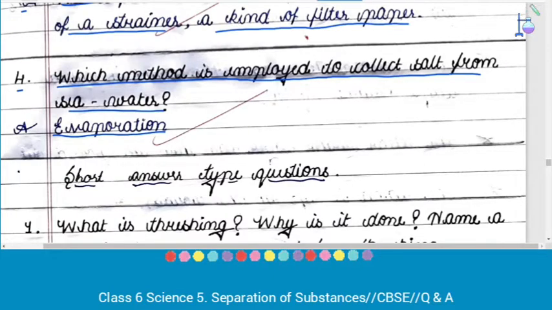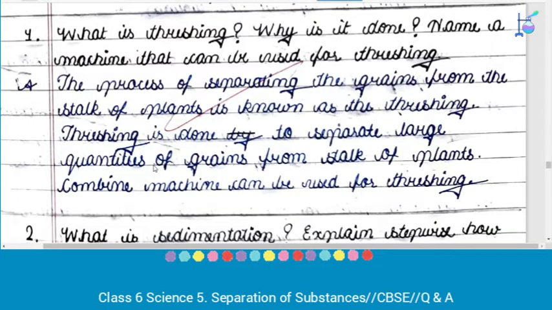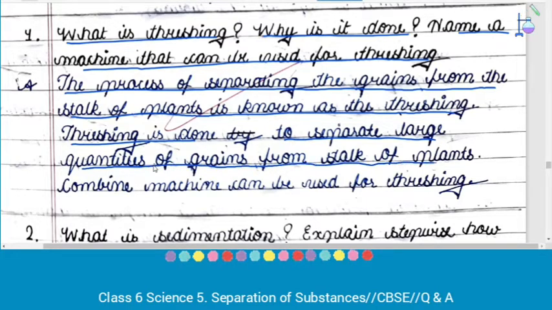Its answers. First one is, what is threshing? Why is it done? Name a machine that can be used for threshing. Answer, the process of separating the grains from the stalk of plants is known as threshing. Threshing is done to separate large quantities of grains from stalk of plants. Combine machine can be used for threshing.